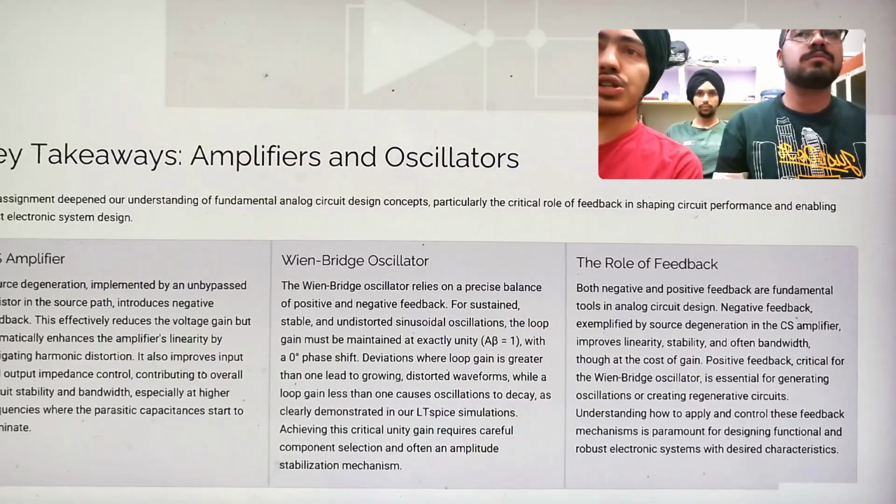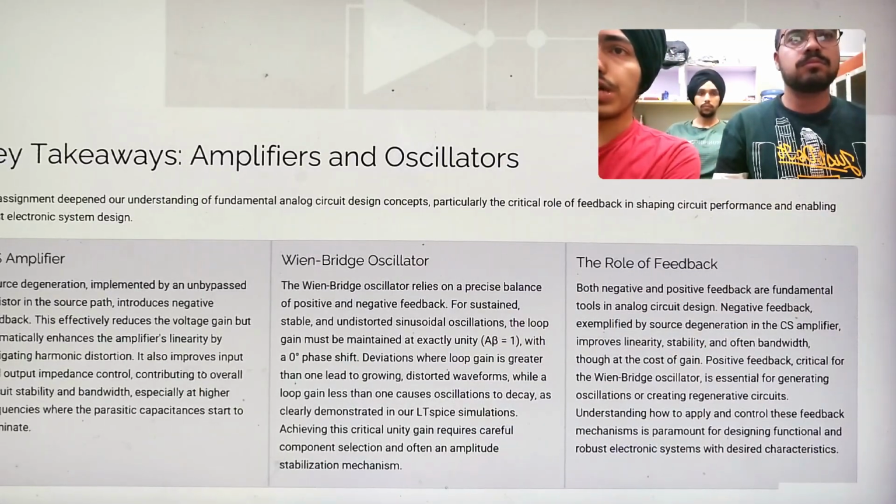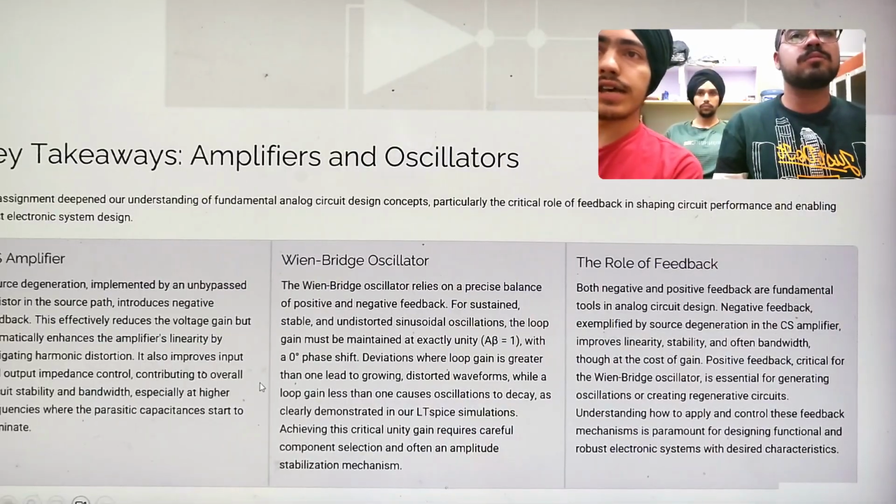The Wien bridge oscillator relies on the precise balance of positive and negative feedback. For sustained, stable and undistorted sinusoidal oscillation, the loop gain must be maintained at exactly unity, A beta equal to 1, with a 0 degree phase shift. Deviation where the loop gain is greater than 1 leads to a growing, distorted waveform, while a loop gain less than 1 causes the oscillation to decay, as clearly demonstrated in our LTspice simulation.